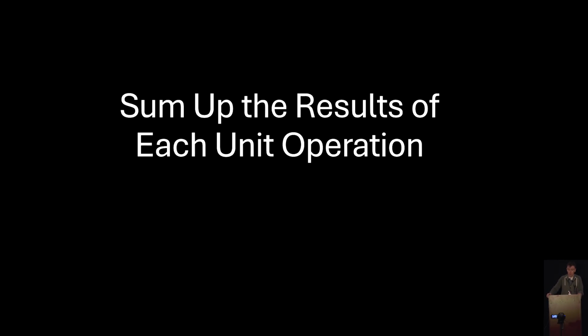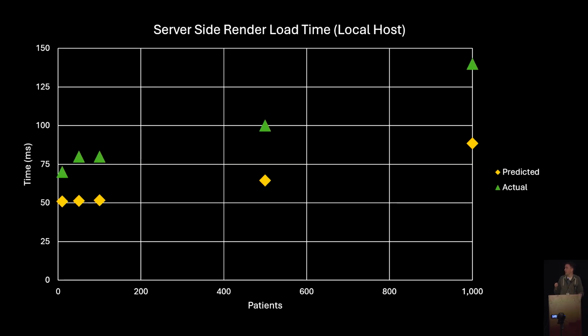So the next one is then to sum up the results. So we do all of the rest of those unit operations and all that good stuff, and now we're going to see the results. So here I have a comparison between what actually happened versus what I predicted, and we could see about a 25 millisecond error. So the diamond is the predicted, and the triangle is the actual result. So for under 200 patients, it's pretty good for server-side rendering. And just to keep in mind, this is also a localhost, so there's no latency to worry about, or, well, pretty much no latency to worry about.